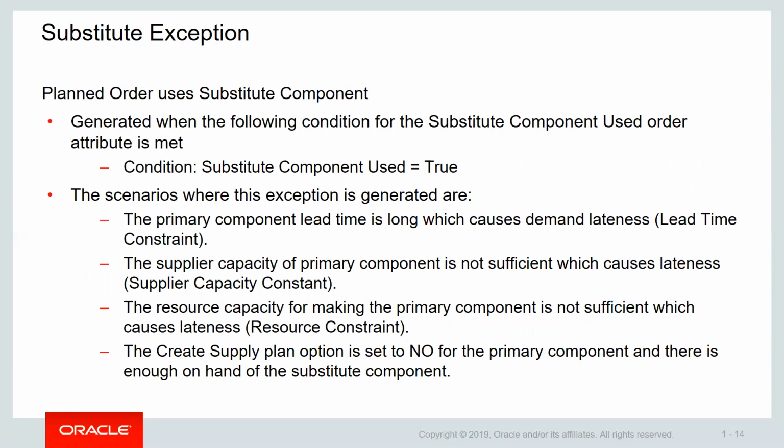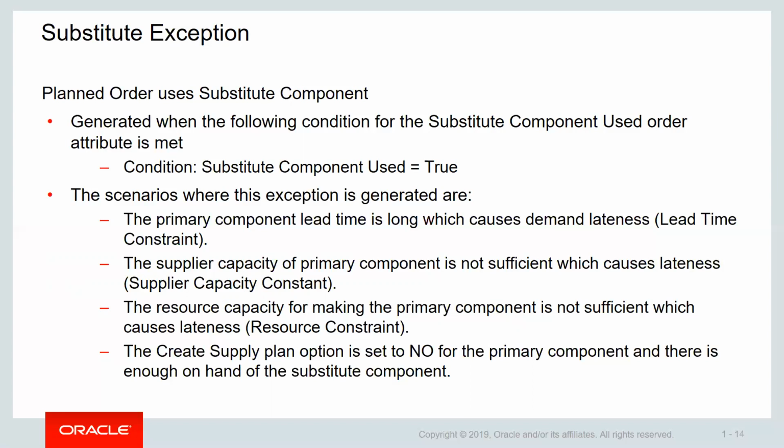The plan order uses substitute component exception is generated when the value of the substitute component used order attribute is equal to true, which means the order has used a substitute component. This exception is generated when the component item has substitute defined in the item structure and the primary item has some lead time, supplier capacity, and/or resource capacity constraints.